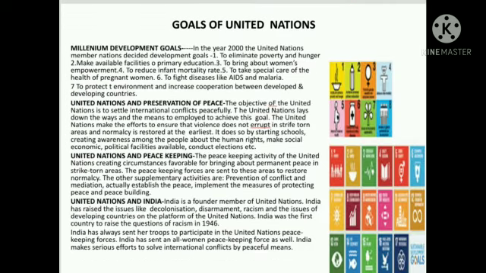Now let's see the Millennium Development Goals of United Nations, which was given by United Nations in the year 2000. The first one, to eliminate poverty and hunger. Second, to make available the facilities of primary education. Third, to bring about women's empowerment. Fourth, to reduce infant mortality rate. Fifth, to take special care of the health of pregnant women.